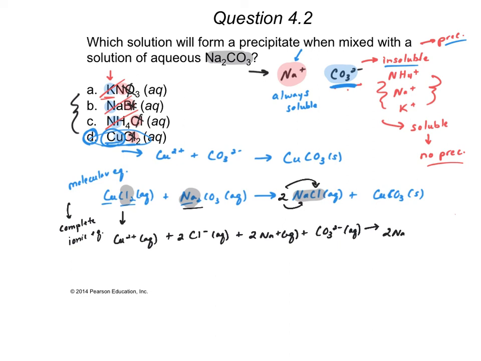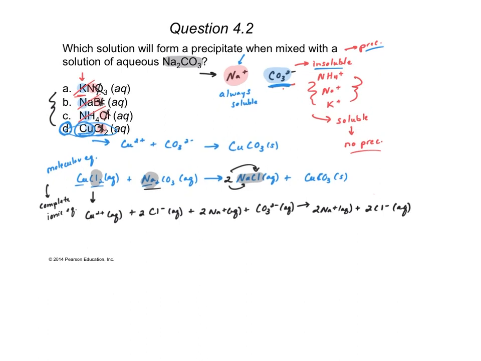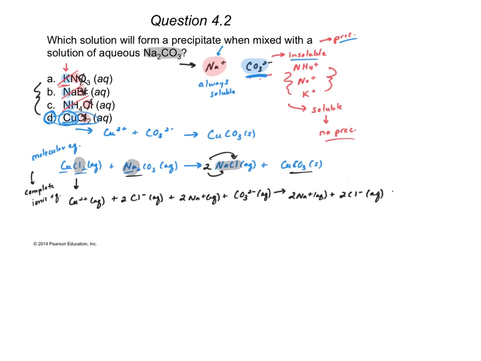So 2 sodium ions plus, I'll go ahead and zoom out a little bit, 2 chloride ions. And then finally we come to the thing that is an actual compound, that is an actual molecule. And so this is our solid, our copper carbonate. So we're going to go ahead and just write that as CuCO3, solid, right? Anything that's a solid, a liquid, or a gas, we keep as its actual molecular format, okay? So that's the complete ionic equation.